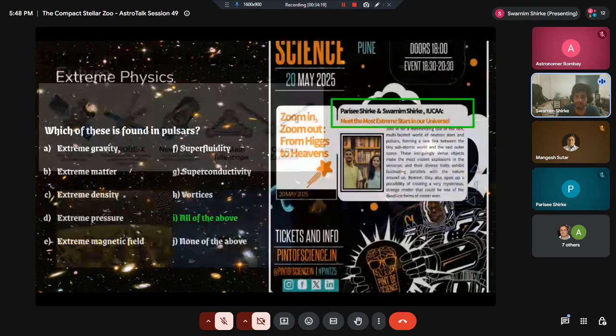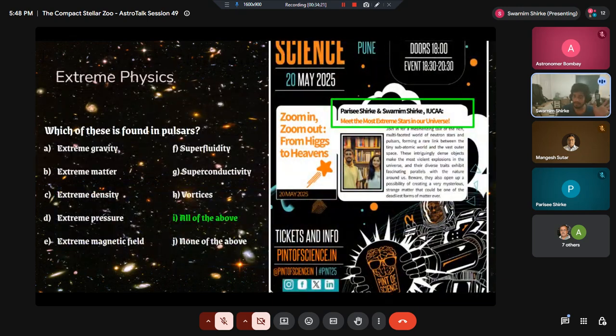As I was saying, this all comes under extreme physics. This was also shown in the last talk. These pulsars are among the most extreme and most compact physical objects that we have in the entire universe. We had given a popular science talk on this. Basically, it has extreme gravity, matter density, pressure, and magnetic field. It has all of rich physics. You'll find material science and condensed matter physics, like superfluidity and superconductivity, everything inside neutron stars itself.